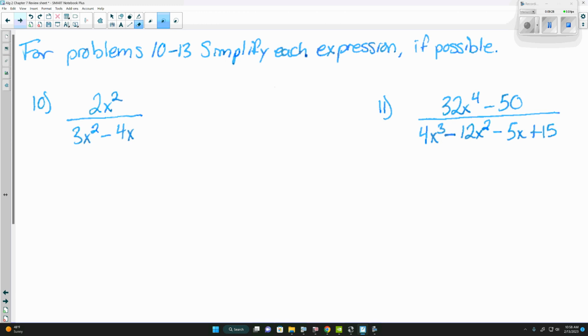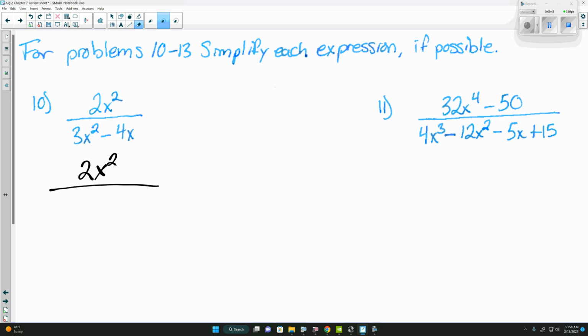Number 10. Simplify each expression if possible. So when we simplify each expression, we're factoring the numerator and denominator as far as possible, and then simplifying like expressions on top and bottom. Now 2x squared is a monomial, it's a single term. We can't do anything to it. 2x squared stays the same.